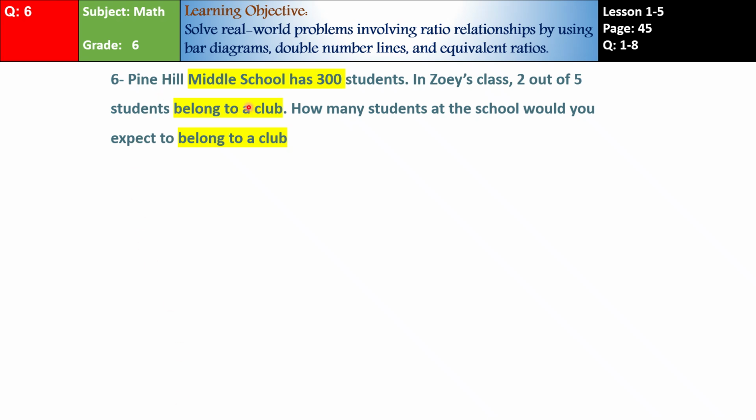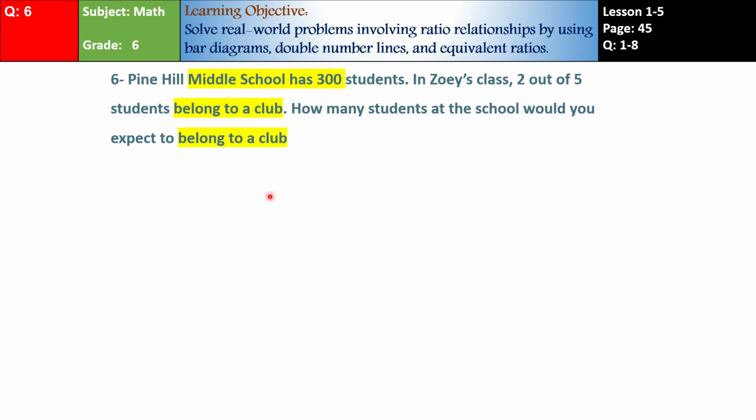Pine Hill Middle School has 300 students. In Zoe's class, 2 out of 5 students belong to a club. How many students at the school would be expected to belong to a club? I suggest you pause the video and try to solve this question yourself. Then when you get an answer, you can check your work with my work.